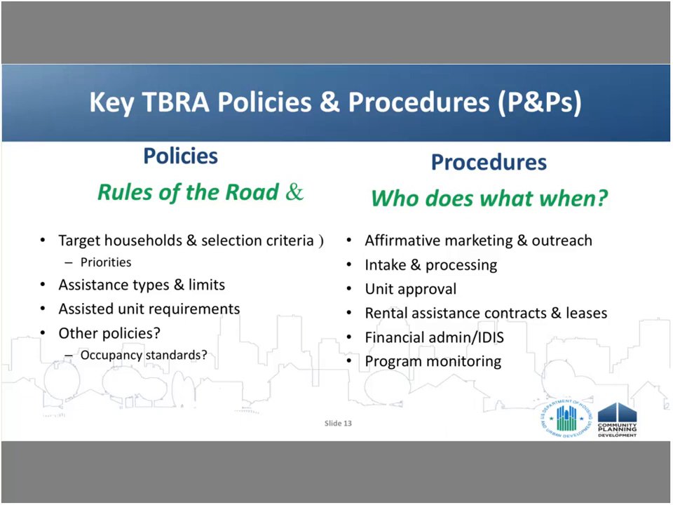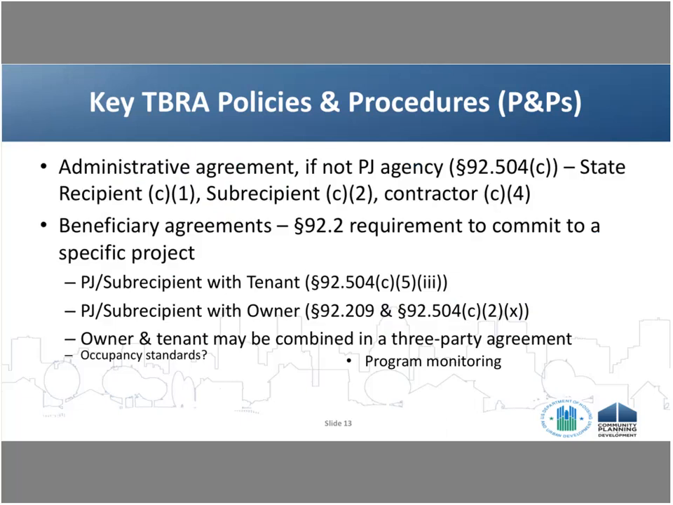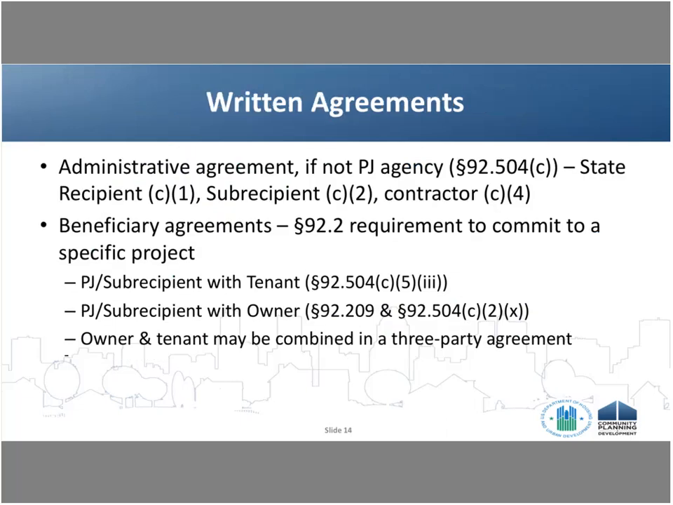Some of the key procedures are listed in the right-hand column, and they include affirmative marketing and outreach, intake and processing, unit approval, rental assistance contracts, leases, financial administration, and program monitoring. Since we introduced the policies last time, we're probably going to spend more of our time in this webinar on the procedures, but we will circle back to some of those in just a couple of seconds here.